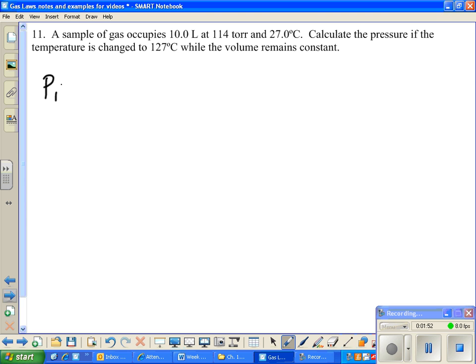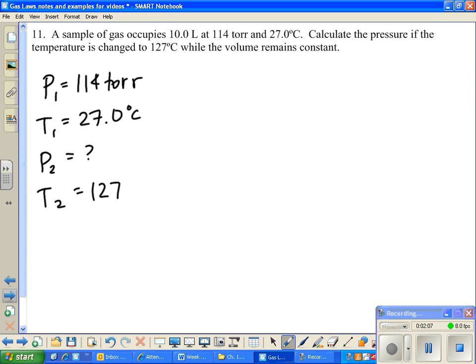So our initial pressure is 114 torr, and the temperature at that pressure is 27.0 degrees Celsius. The new pressure is what we're trying to calculate, and the temperature changed to 127 degrees Celsius. Pressure units can be any of the units. All that matters is that your initial and final pressure match. If you're solving for one of them, it's going to be the same as the other unit. And temperature must be in Kelvin, just like Charles' law.